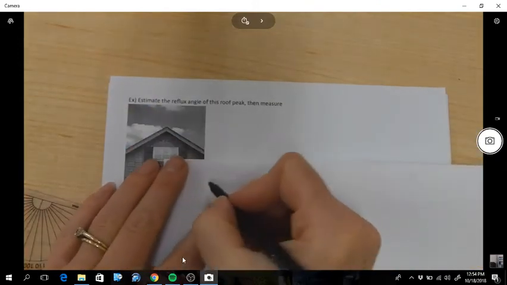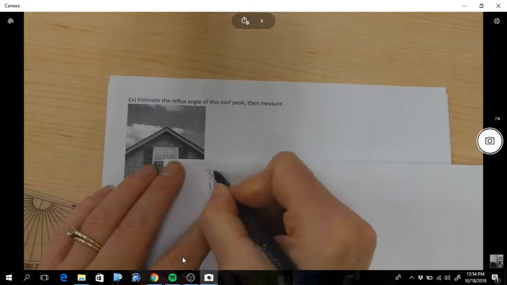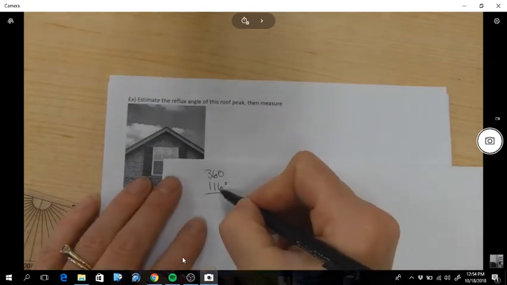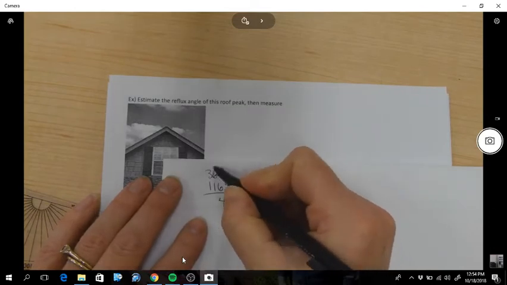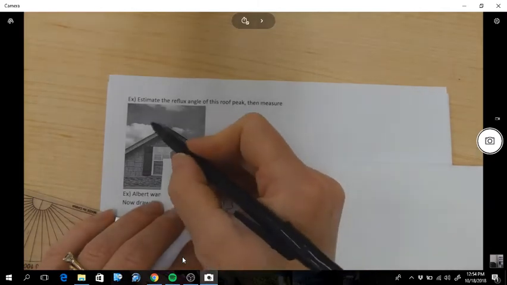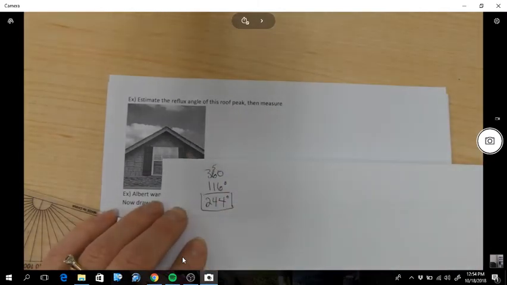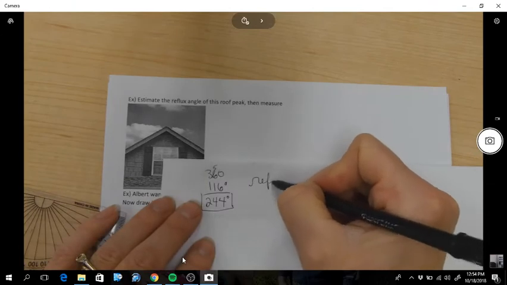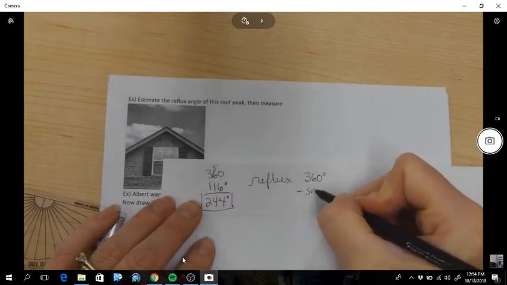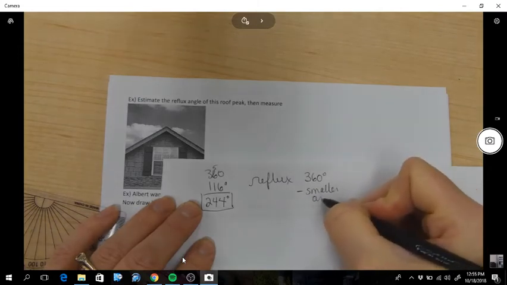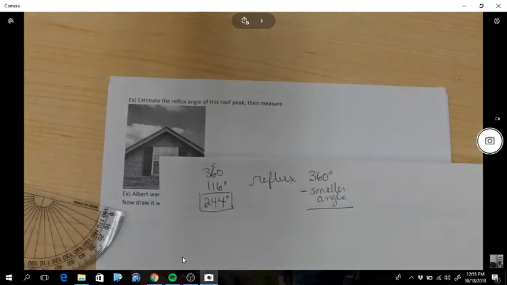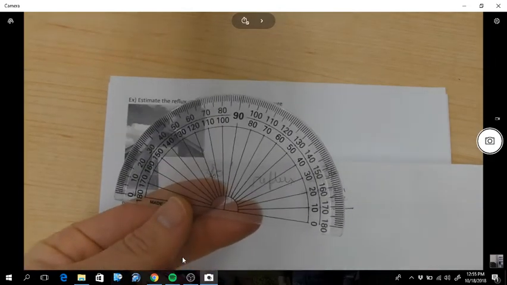Okay, so 116, but we're going to take that off of 360. Okay, so that's 10 minus 6, 4, 4, 2, and the measure of that whole angle, that side, is 244. So reflex, you need to do 360 minus the smaller angle. Okay, so you must do a calculation with that because it's impossible to do over 180 on here.